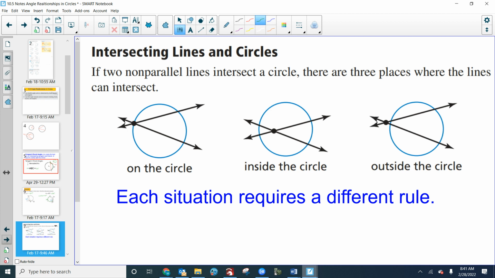All right, now these are where we have intersecting lines. They describe them as non-parallel. Obviously, they have to intersect if they're non-parallel. There are three places where lines can intersect a circle. First case, on the circle: the vertex is on the circle. Second case, the vertex is inside the circle, not necessarily at the center. And the third case is outside the circle. Each of these requires a different rule.